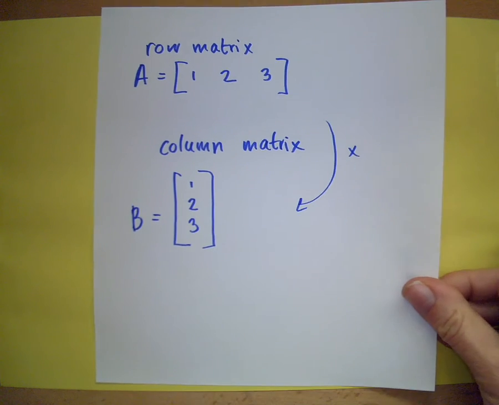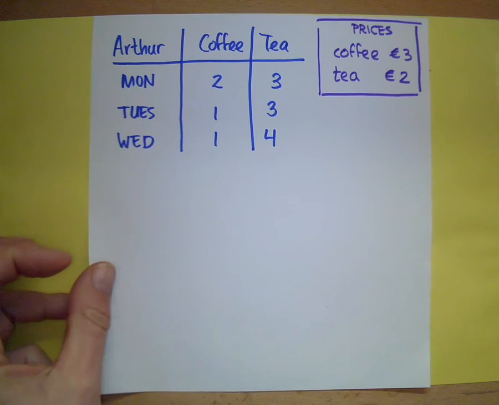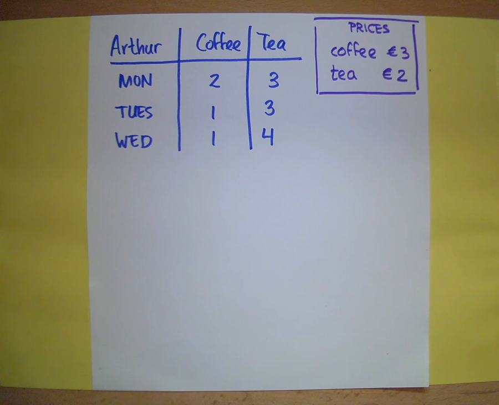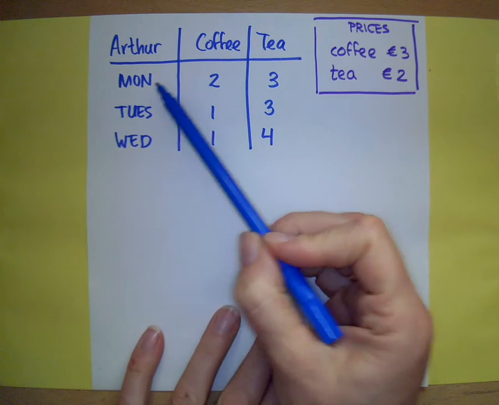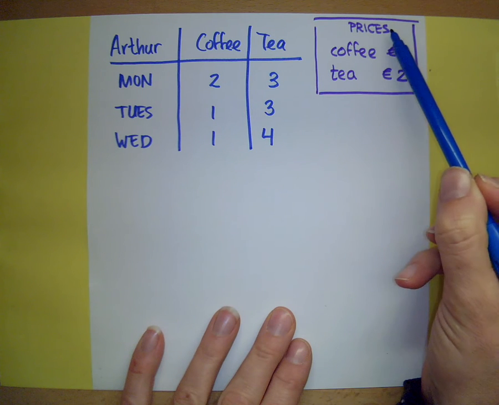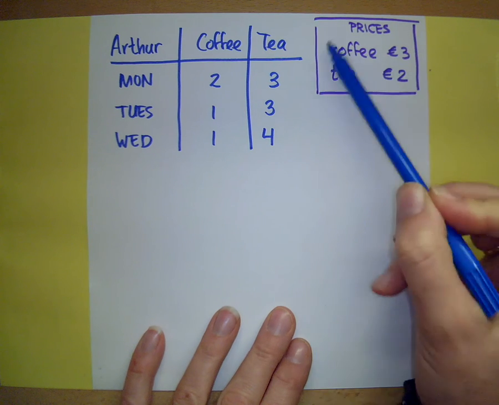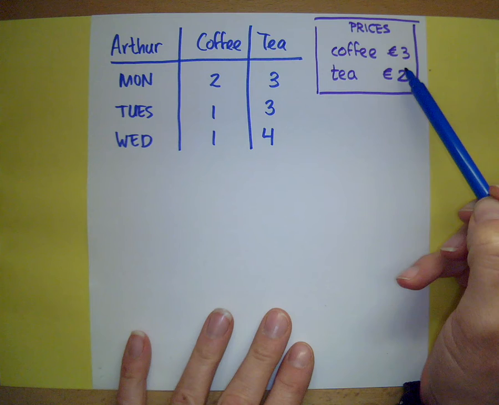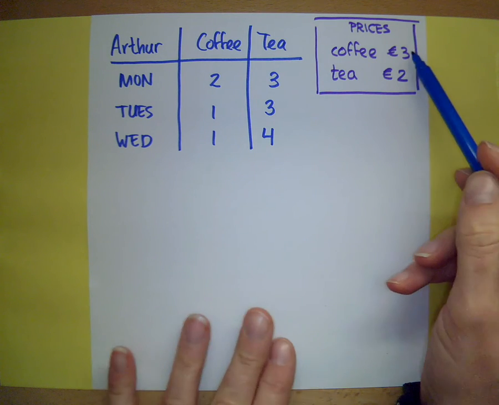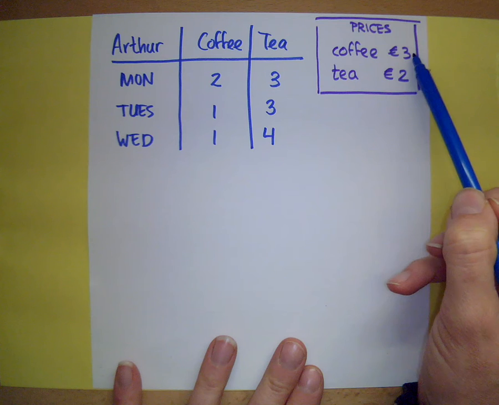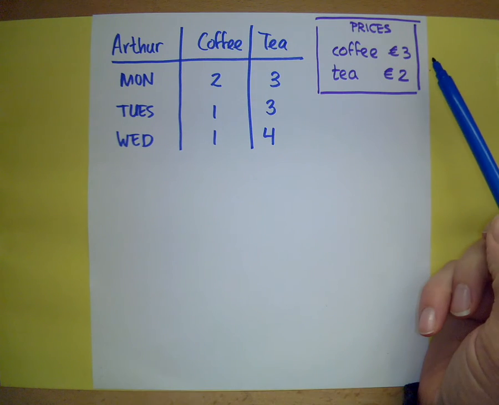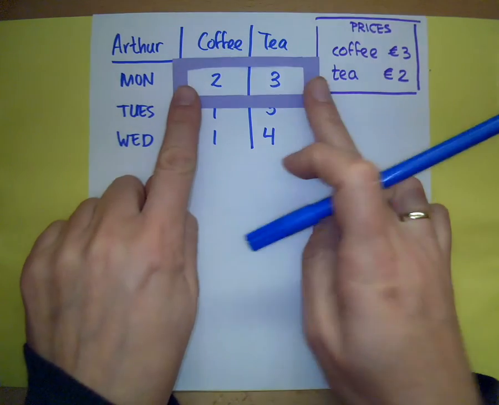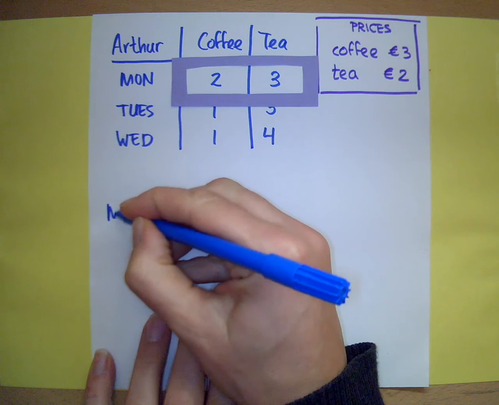But we want to keep it as close to real life as we can. So let's look at Arthur's drinking. This is what he drinks. Imagine we have prices. These are obviously prices in a Swiss cafe. These are ridiculous prices, but in Switzerland this would be pretty cheap. Coffee costs 3 euros and tea costs 2. What if we want to find out what the costs are for Arthur on Monday?